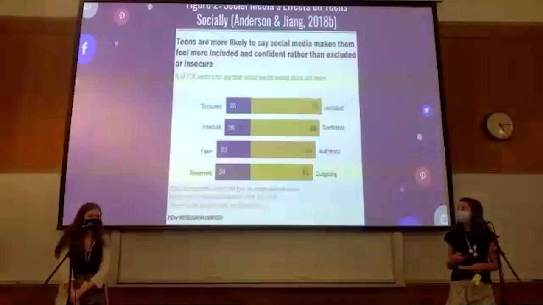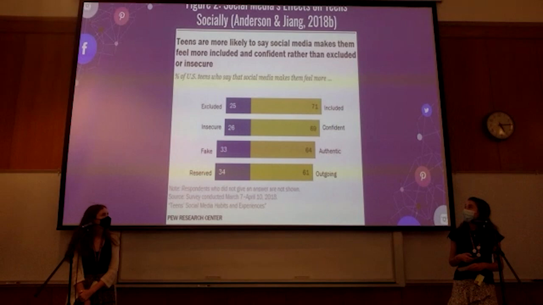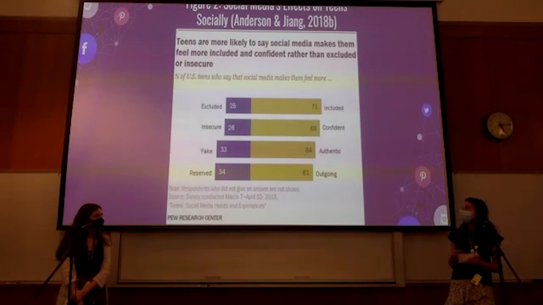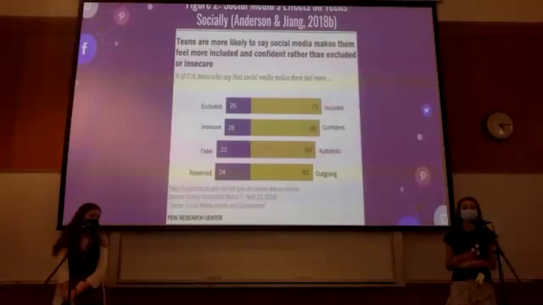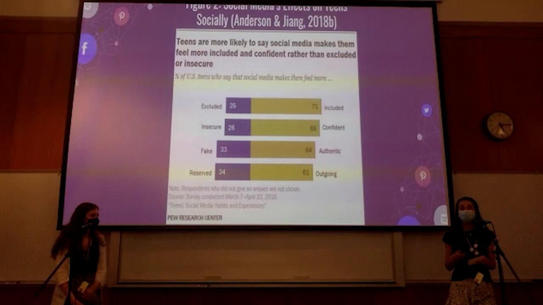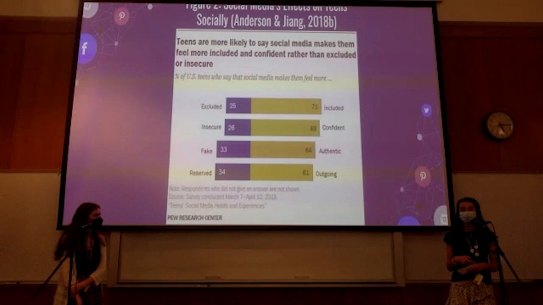If we look at this infographic, we can see that social media actually makes teens more included, confident, authentic, and outgoing. A lot of times we may think, I don't know if social media makes me feel more included, because I may see a post of my friends and they didn't invite me. However, there are so many opportunities for people to come together and form these large groups with shared interests that it makes it a much more inclusive space than what you might find in the real world, per se.